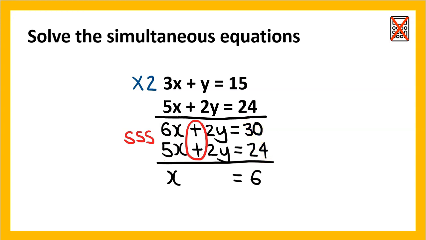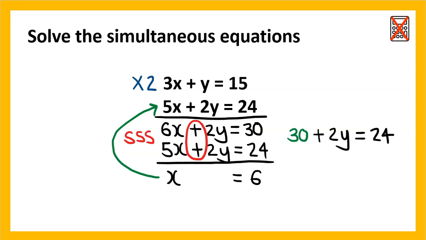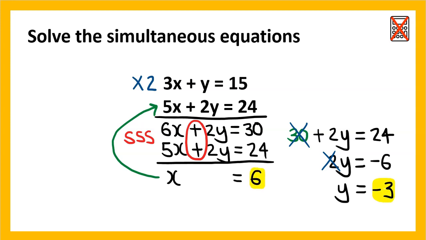It doesn't matter which equation we substitute into, as both of the originals have a plus in front of the y terms. So I'm just going to go with the second one. 5 lots of x, or 5 lots of 6 is 30, plus 2y is equal to 24. We can subtract 30 from both sides. It's going to leave us with a negative number. 24 take away 30 is negative 6. And lastly, we can divide by 2 on both sides, so we end up with y is equal to negative 3. So solution, x equals 6 and y is negative 3.